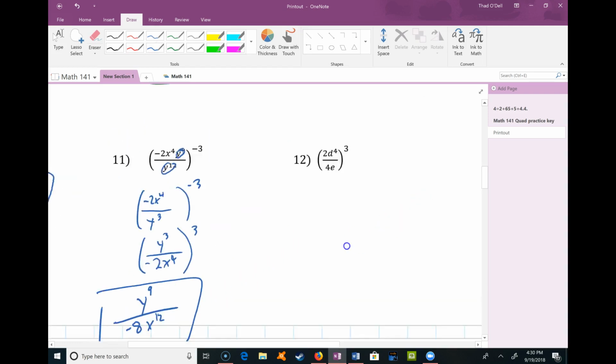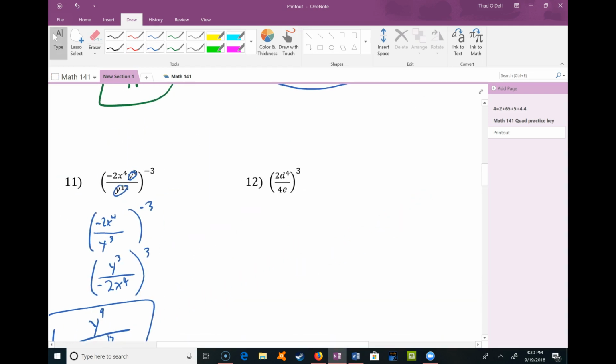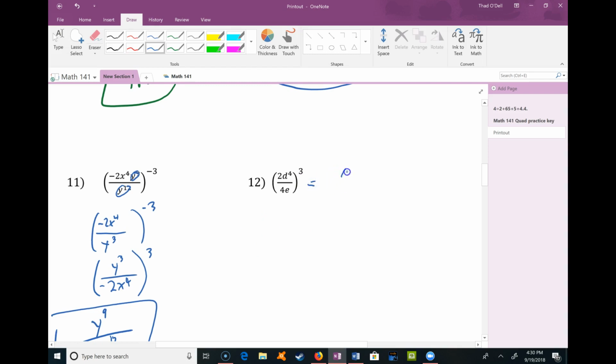Okay, here's another one where, man, I seem to like cubes, I guess. So this is, again, you're just cubing everything inside. So you're going to get 8d to the 12th over 64e to the 3rd. Oh, but the 8 and 4, whoops, I could have canceled the 2 and 4 to begin with. That would have been a lot quicker, wouldn't it have? So this is actually d to the 4th over 2e to the 3rd. So I got rid of that 4.